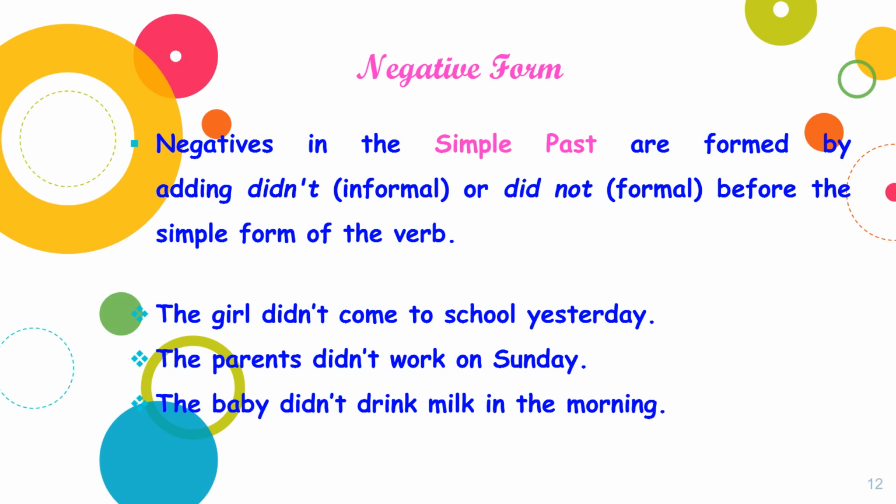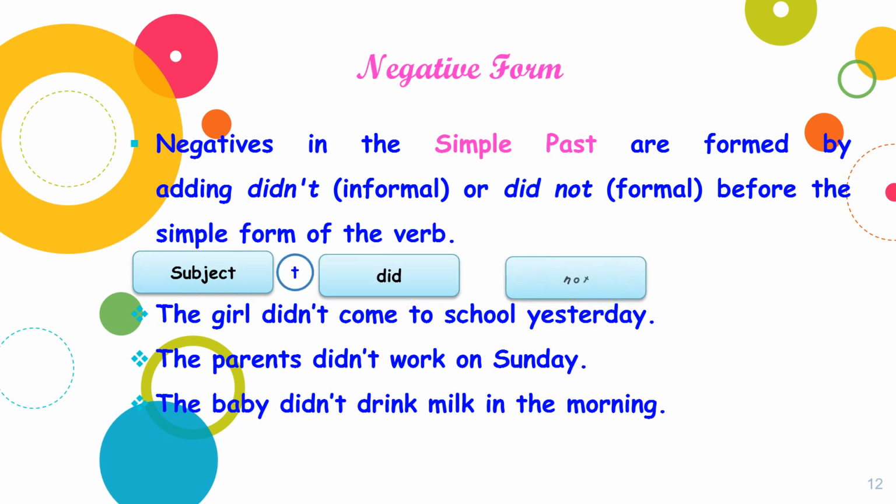And also we have the negative form. Negatives in the simple past are formed by adding didn't. Didn't, the contraction, is informal, but we can use it, or did not, which is more formal, before the simple form of the verb. And we need the subject plus did plus not and the rest of the sentence. And here we have some examples.